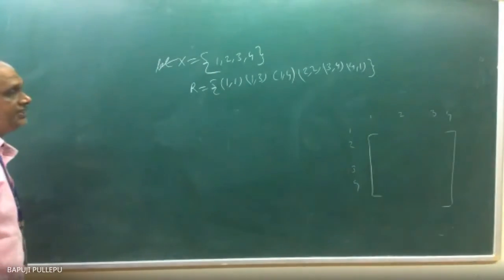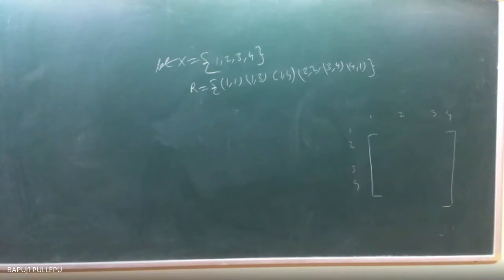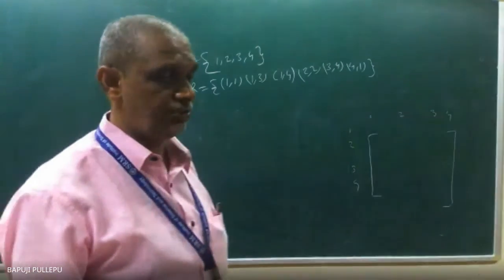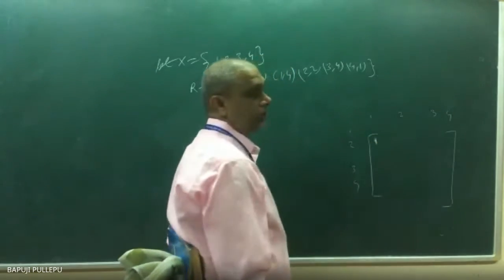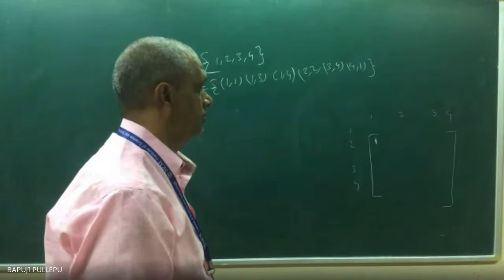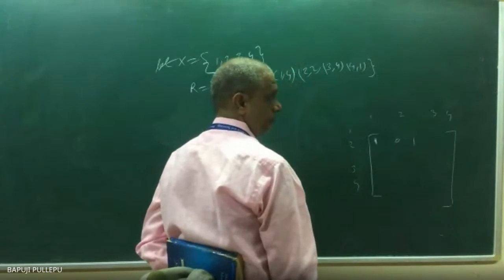Now (1,1) is there actually. Is (1,1) there or not? Yes, sir. So that element gives 1. Always in matrix work you will put 1 or 0. So (1,1) is 1. Is (1,2) there? No. So what do we get? No means 0. Very good. (1,3), 1. Yes. (1,4), 1. Very good. (2,1), 0.